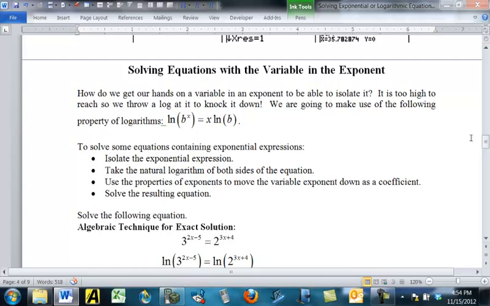If we're talking about exponential equations, you isolate the exponential expression, take the natural logarithm of both sides of the equation, and use the property of exponents to grab that exponent and bring it down. Now you no longer have an exponential equation, no longer have the variable up in the exponent. Solve that resulting equation.